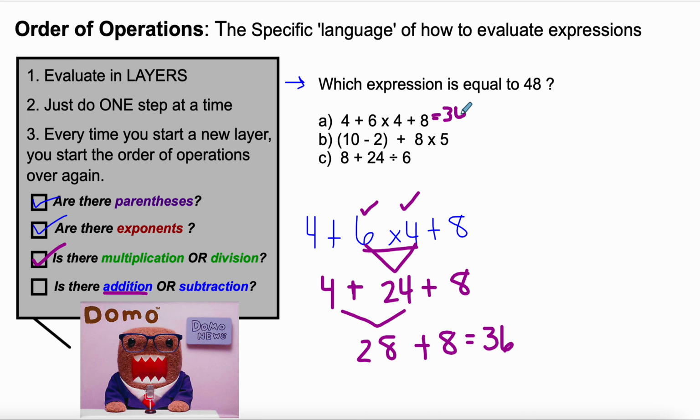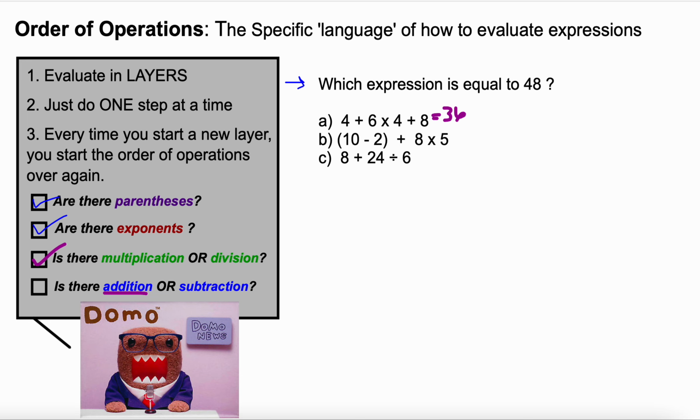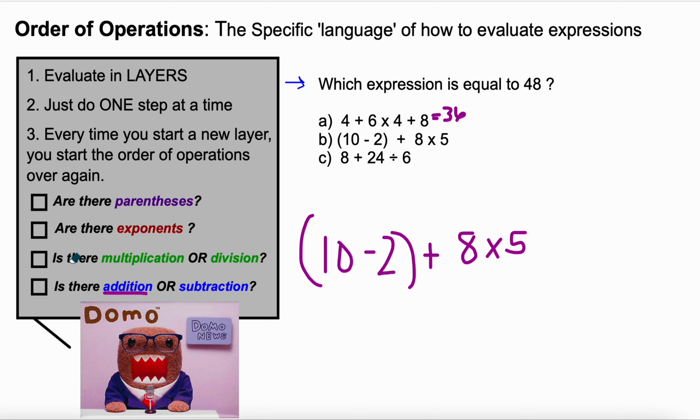Not 48. All right, let's try the next one. We got 10 minus 2 in parentheses plus 8 times 5. Cool beans. All right, what are we going to do first? Let's start our checklist. And guys, we highly suggest you create a checklist like this for yourself on your test when you're taking it or whenever you have to use order of operations. So parentheses, sure are. Let's evaluate inside our parentheses. 10 minus 2 is 8. Bring down everything else.